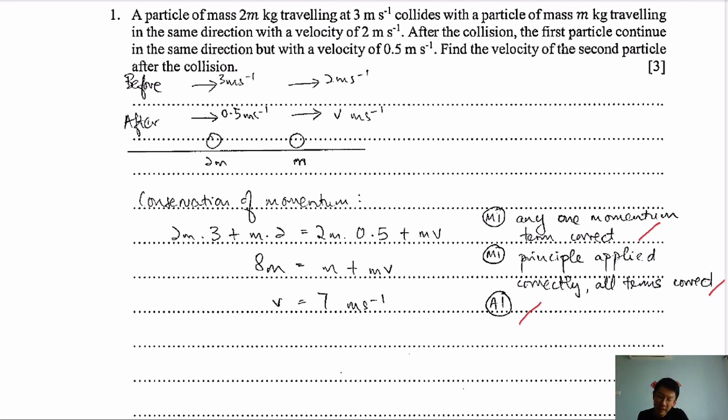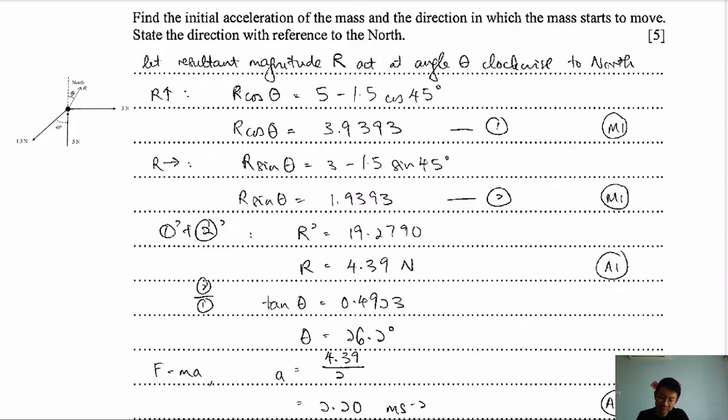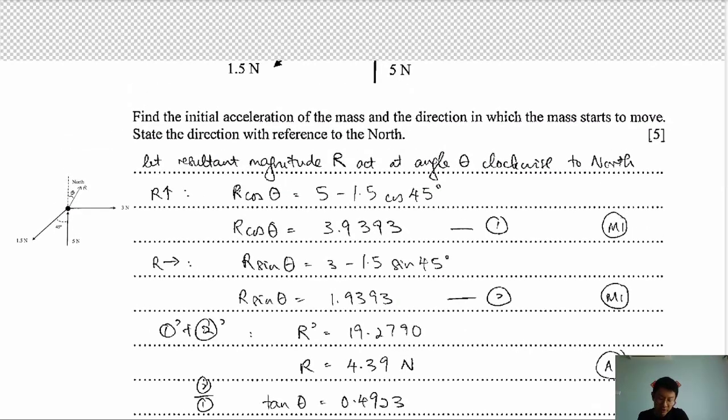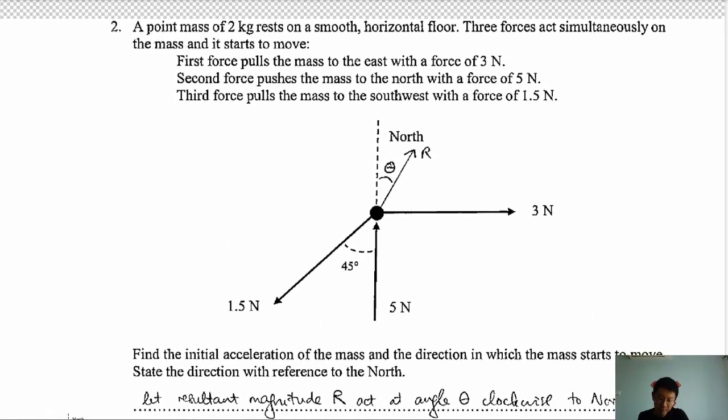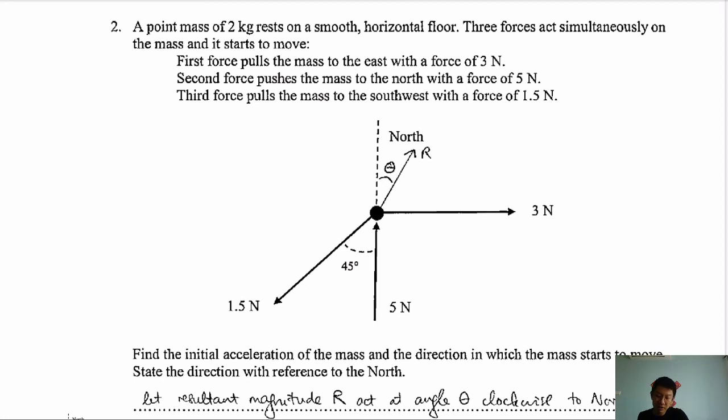Okay, so we can look at the next question. What we have in this situation is a mass of 2 kg on a smooth horizontal floor, and three forces act simultaneously on this mass, and it starts to move. This figure is viewed from the top, so it is a top view, and we try to pull this object from different directions.